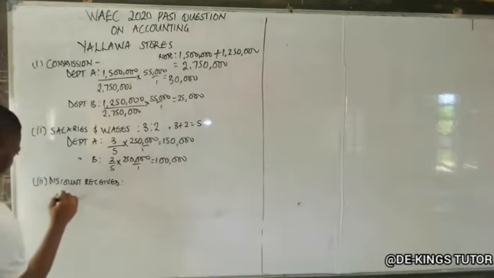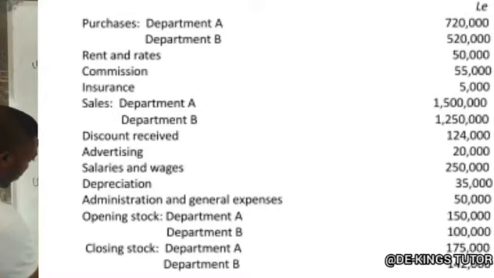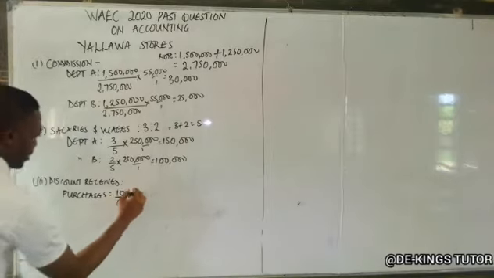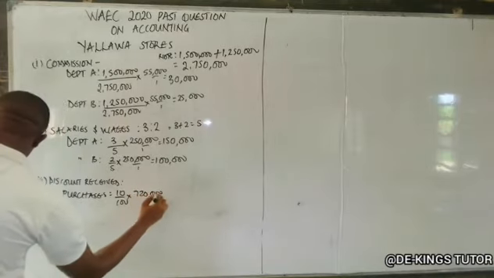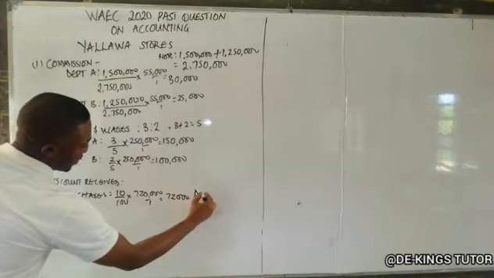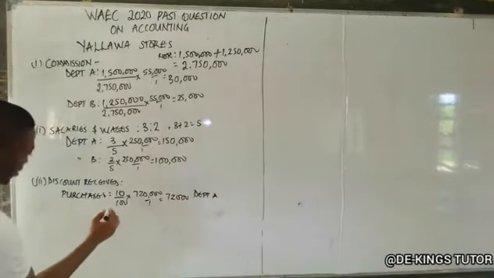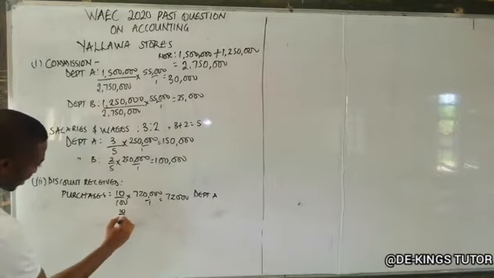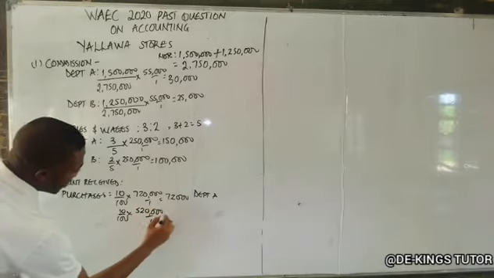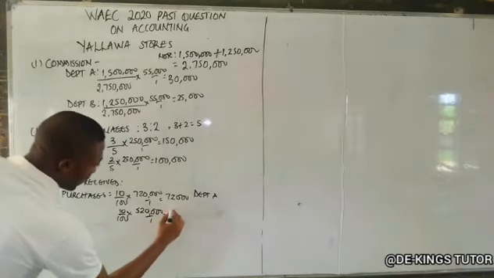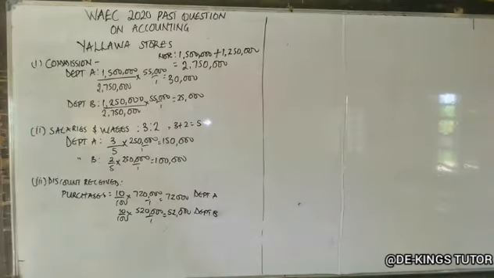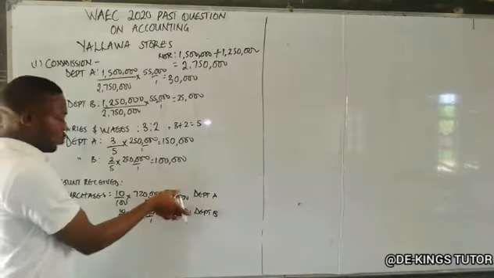Now I get 10%, and the purchases amount is 720,000 for Department A. So we have 72,000 here. This is for Department A. And also we have 10% of 520,000 for Department B, which will give us 52,000. This is for Department B. So this is the amount we use now to apportion the discount received.